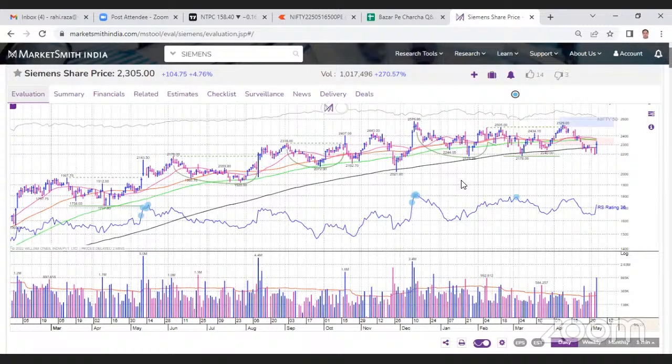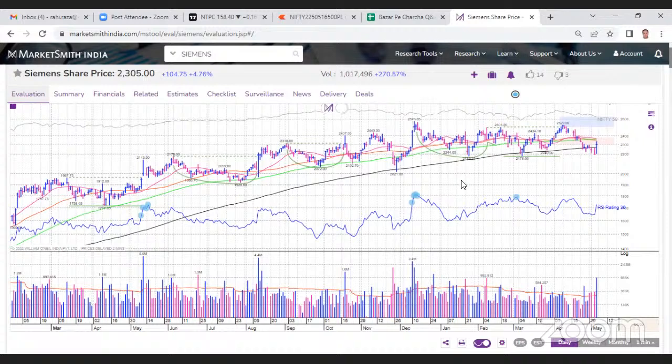Siemens. Today there was a very good move in the whole capital goods space. Be it ABB, there was a good number reported by ABB, and the stock closed with a gain of more than 10%. Siemens, BHEL, almost all quality capital goods stocks reacted positively. Siemens has also reacted positively after taking support around the 200 exponential moving average.